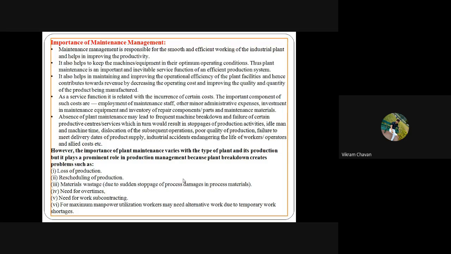Okay, so it will help to increase the revenue of the company. As a service function, it is related with the incurrence of a certain cost.